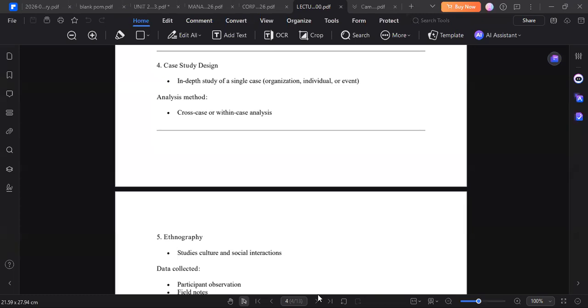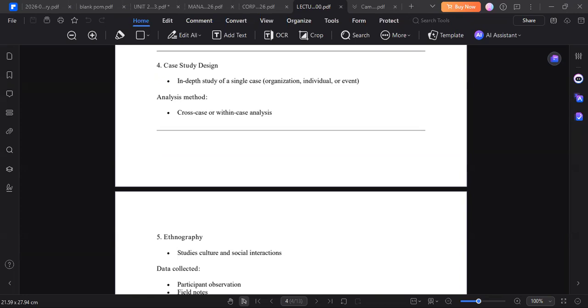Analysis will focus mainly on one case at a time, where you examine data and look at the key themes and patterns. You can also use a cross-case analysis, where you use multiple cases. You compare and identify similarities and differences in the patterns. So that is a case study, right?